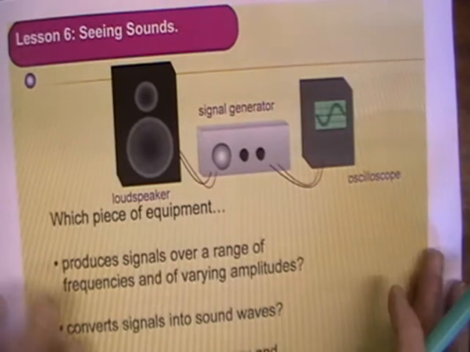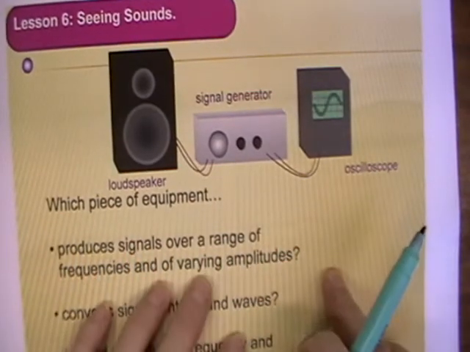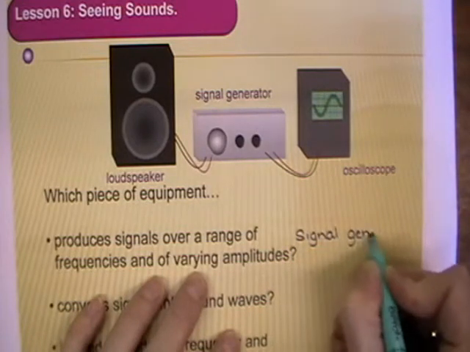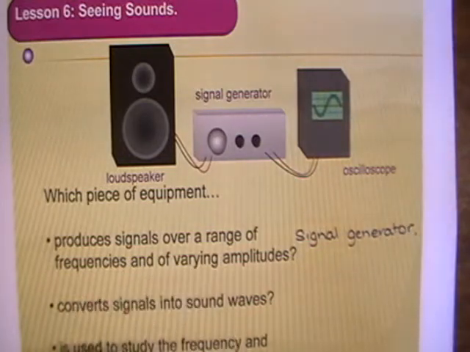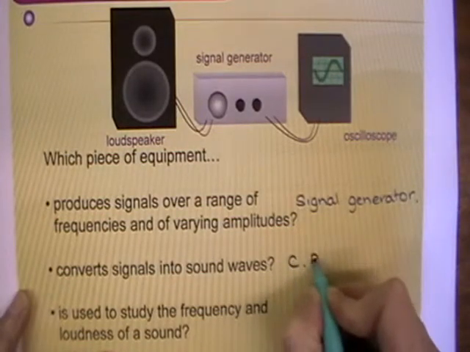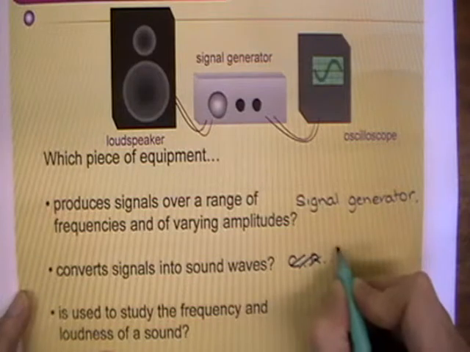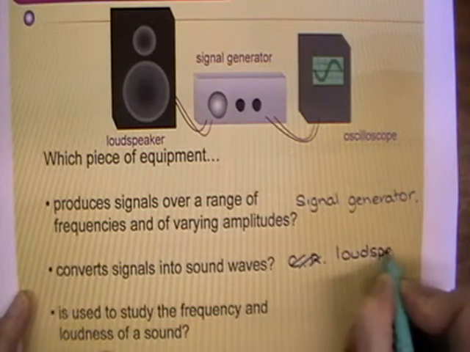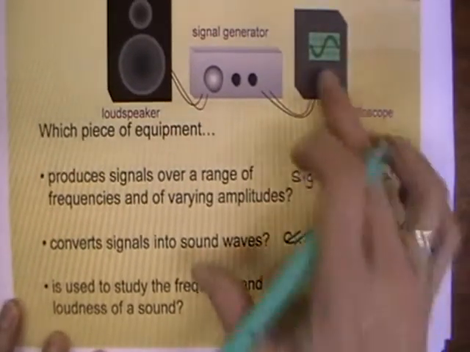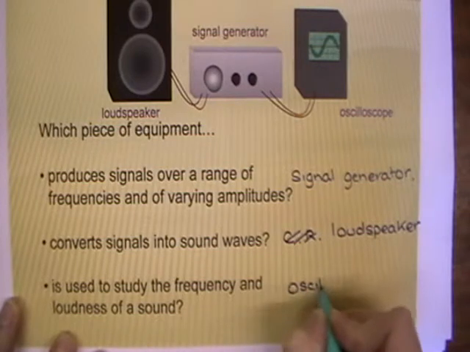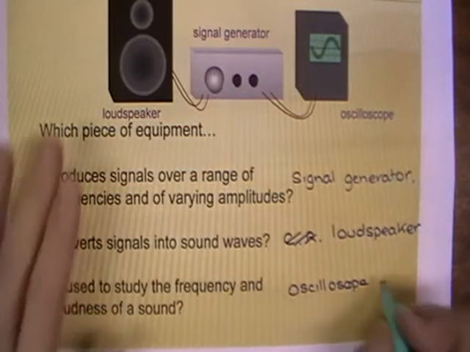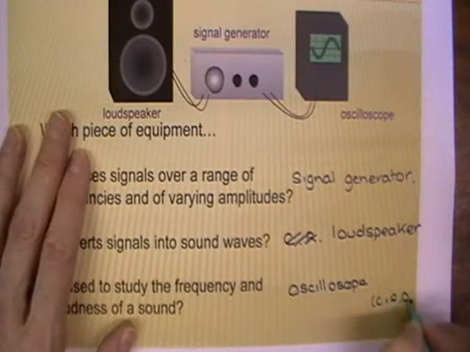Which piece of equipment produces signals over a range of frequencies and of varying amplitudes? That's our signal generator. Convert signals into sound waves, and that's our cathode ray. Sorry, it's not our cathode ray oscilloscope, it's our loudspeaker, so we can hear them. And then it's used to study the frequency and loudness of sound, and that's our cathode ray oscilloscope, often shortened to CRO, or in this case they've just called it an oscilloscope.